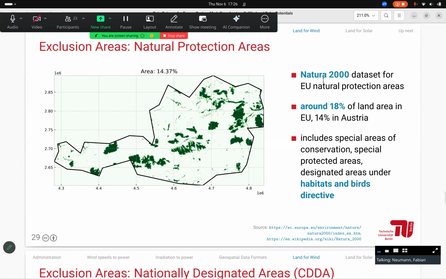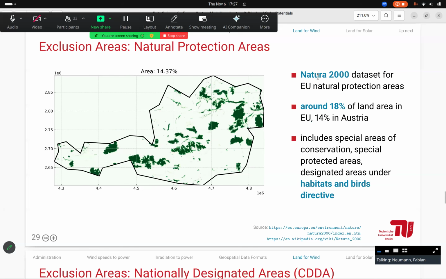Here you have an image of the different natural protection areas. One for Europe, at least, is this Natura 2000 data set, which gives you shapefiles, actually vector data, for the different natural protection areas in Europe. There's also the WDPA, that is the equivalent for the whole globe. And you can see around 18% of the land area in the EU and 14% in Austria is natural protection areas that we would typically exclude.